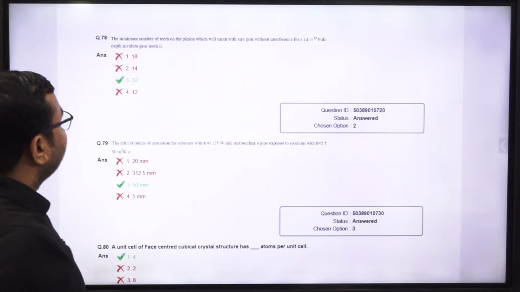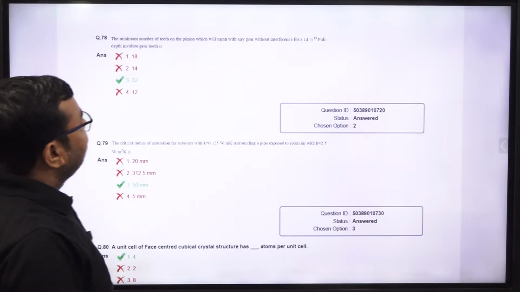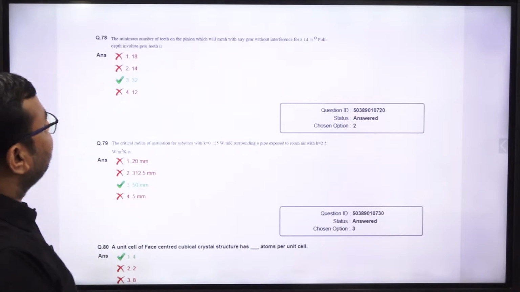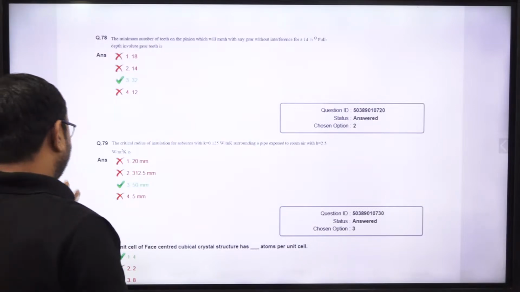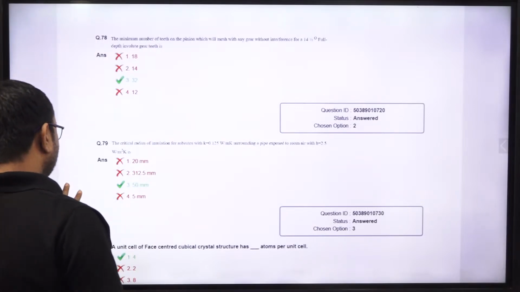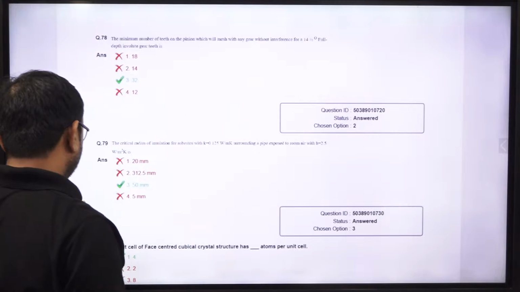The minimum number of teeth on the pinion which will mesh with any gear without interference, for a 14.5 degree full depth involute gear tooth, is the minimum number of teeth. Listen, we use this relation. Which relation?